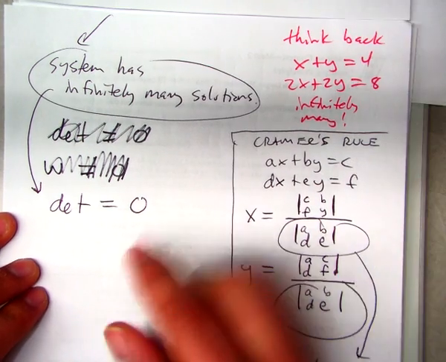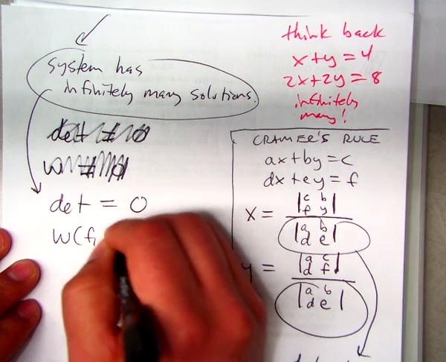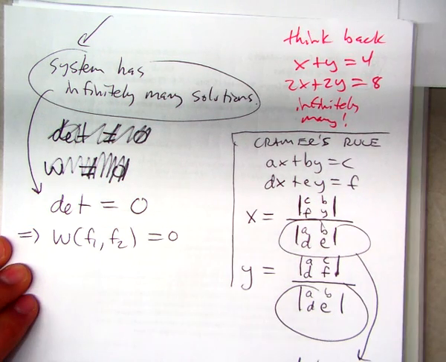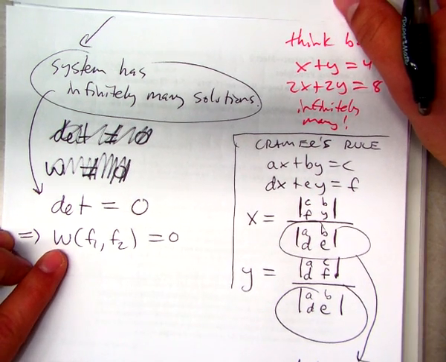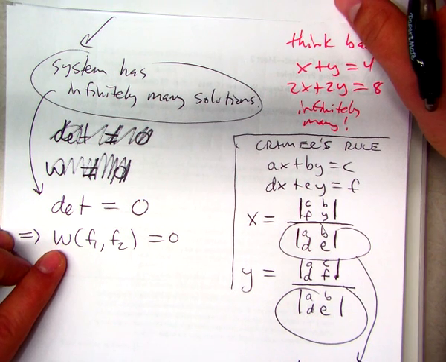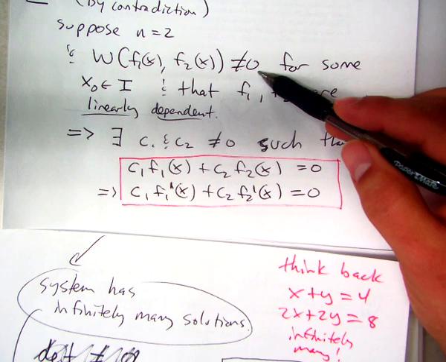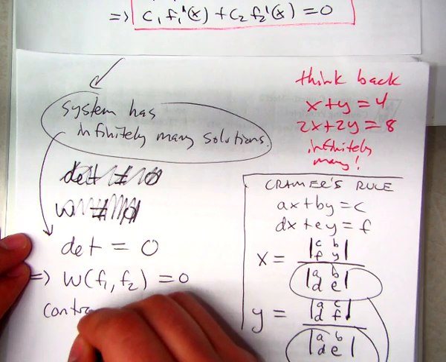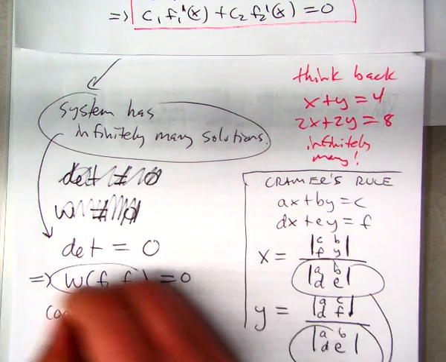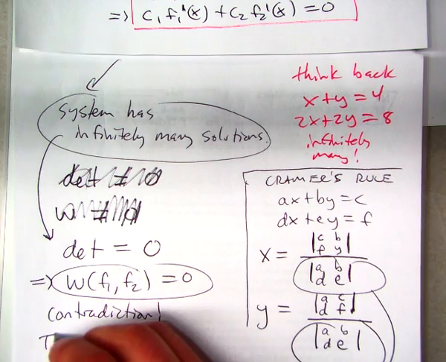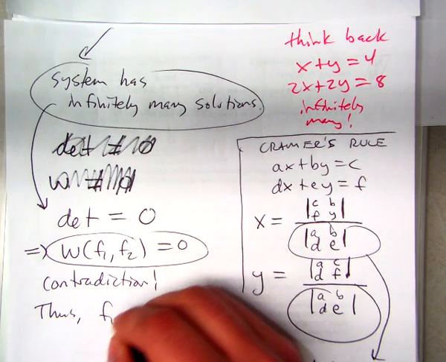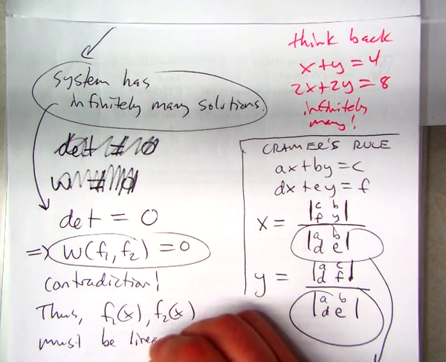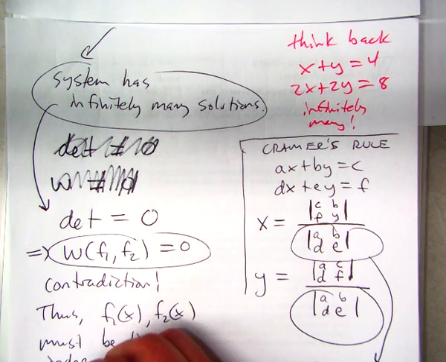Which implies then that the Wronskian of f1 and f2 equals 0, which what? Why is this good? Because this is a contradiction proof, right? We said earlier that the Wronskian was not equal to 0, right? This is a contradiction. Okay? Thus, f1, f2 must be linearly independent. And that's the end of the proof.